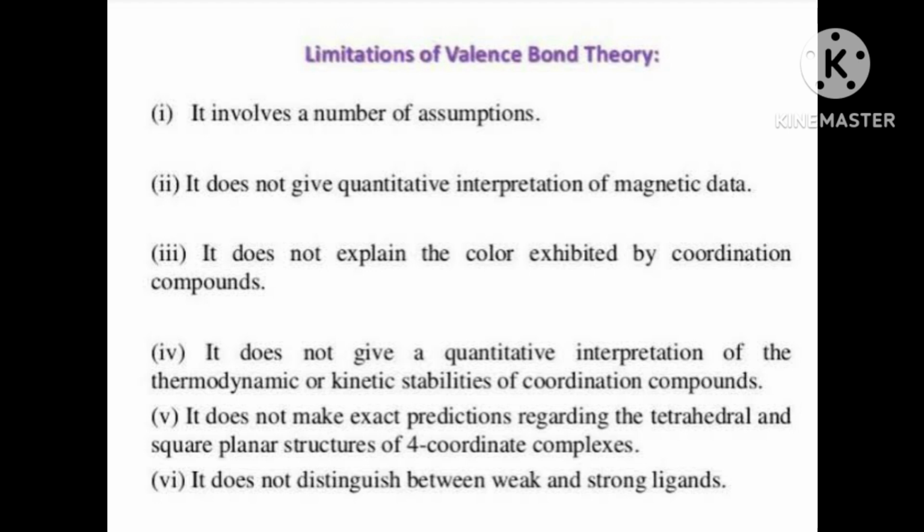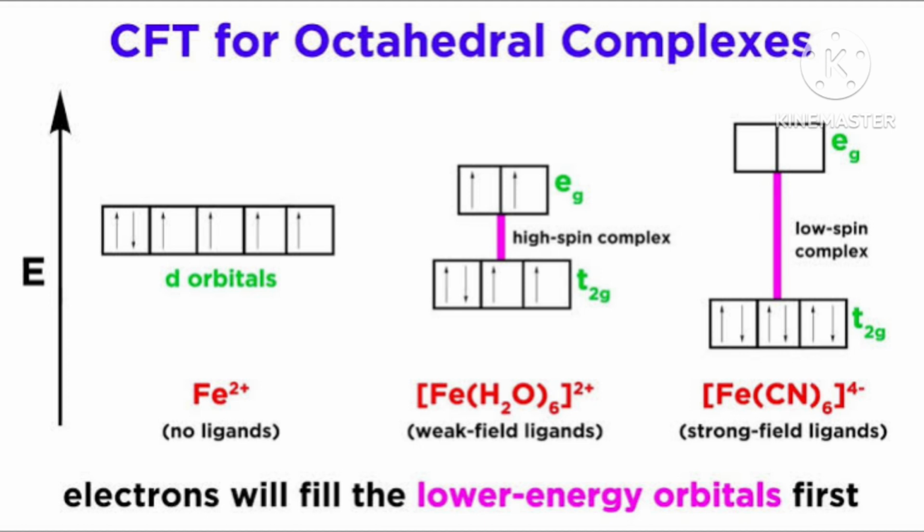In general, ligands can be arranged in a series in the order of increasing field strength, and this series arrangement is called the spectrochemical series. Now I am telling you how different ligands are arranged according to their field strength.